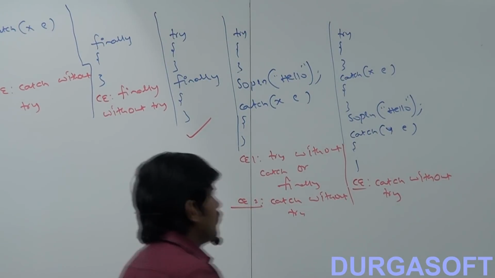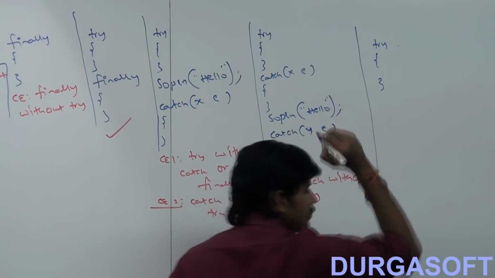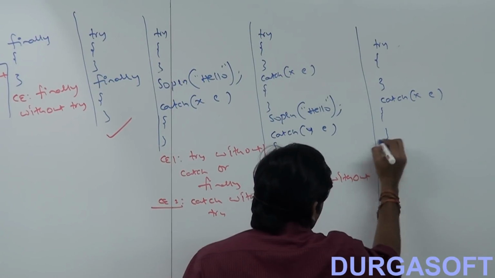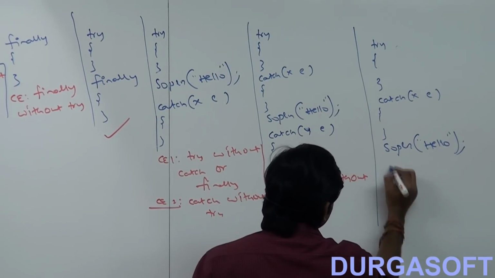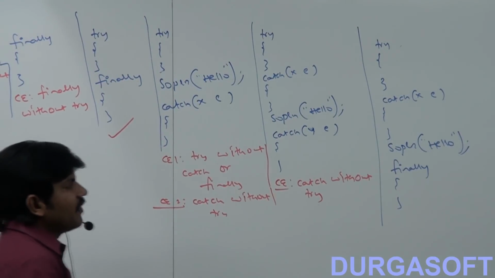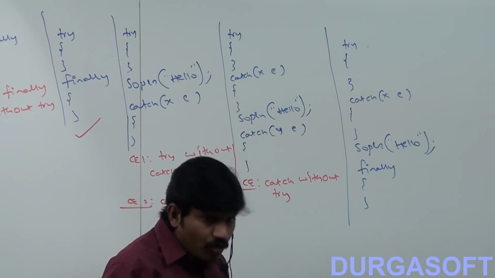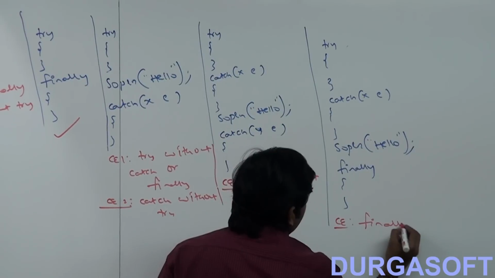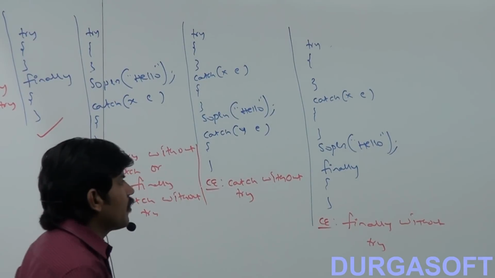Are you getting? Next one. Here I am taking try, now catch block with exception and then an SOP statement, SOP of hello. And then I am taking a finally block. Is it valid or invalid? Invalid, because try catch is completed. Because of the SOP, this finally is alone. Immediately we are going to get a compilation error saying finally without a try, by default, right?